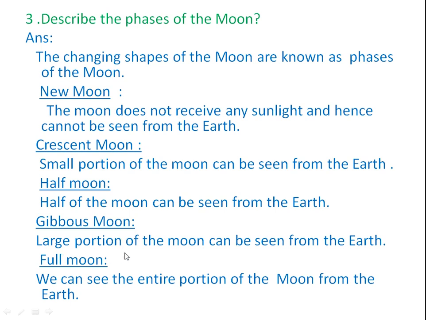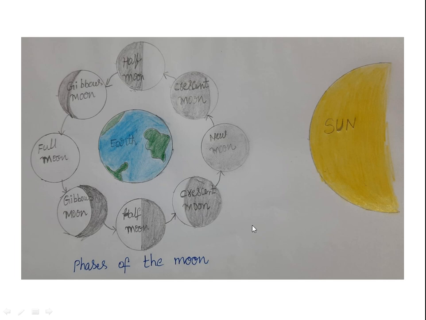Gibbous moon. A large portion of the moon can be seen from the earth. This is the gibbous moon. Full moon. We can see the entire portion of the moon from the earth. This is the full moon. See here, these are the phases of the moon. I will explain with a picture. See, this picture is the phases of the moon.